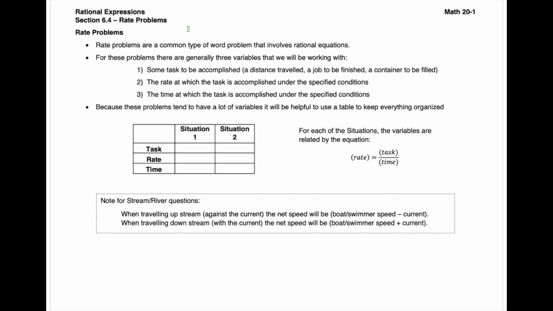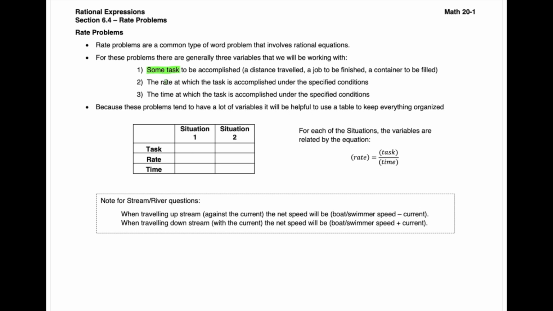So one of your more common types of word problems that you'll come across with rational expressions is something called a rate problem. And in a rate problem, what we're going to be doing is comparing three variables. The first one is some task that needs to be completed. If you're traveling, it could be the distance that you've traveled. If you're doing some sort of job like painting a wall or mowing a lawn, it's basically just what job it is that you're trying to finish. Or we often see this too with things being filled up. So how many containers are you filling up or draining out?